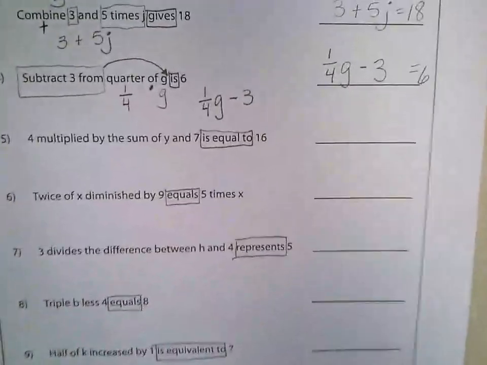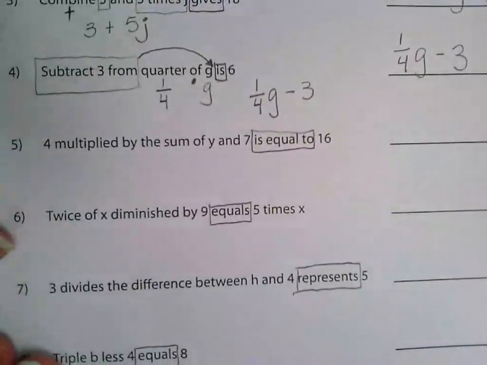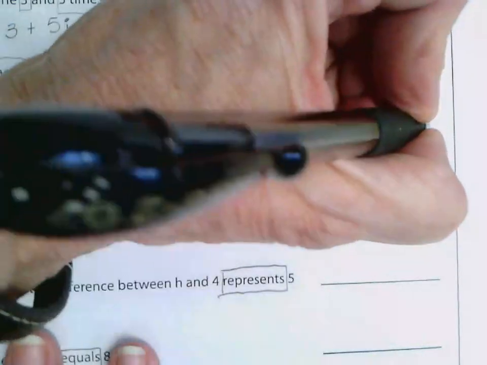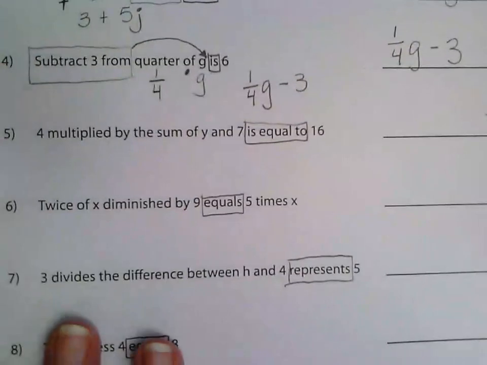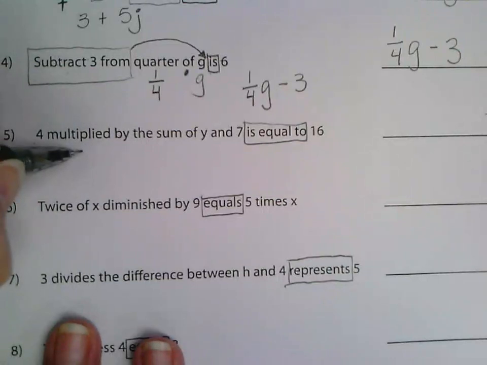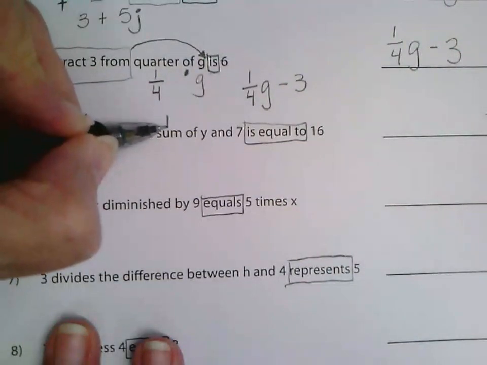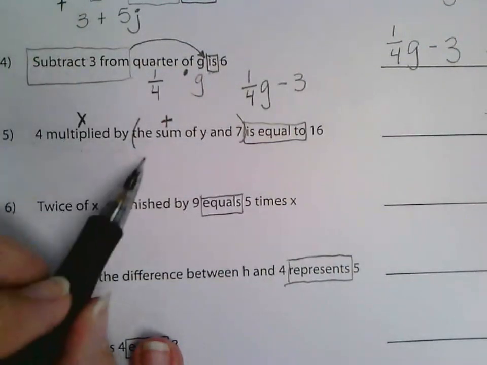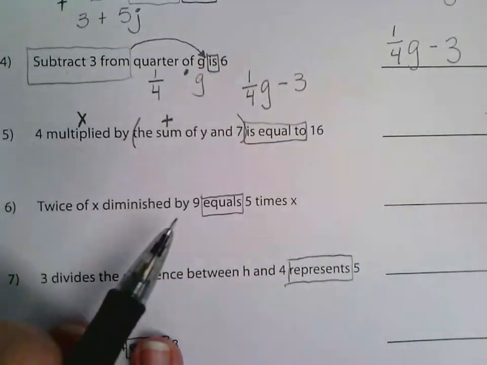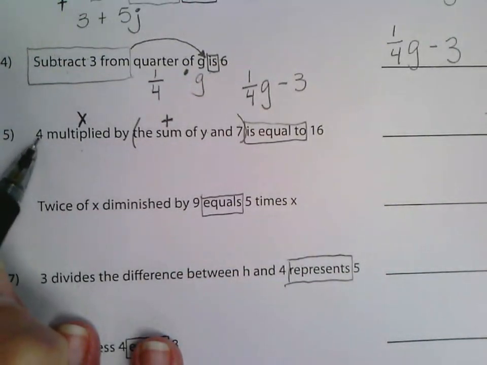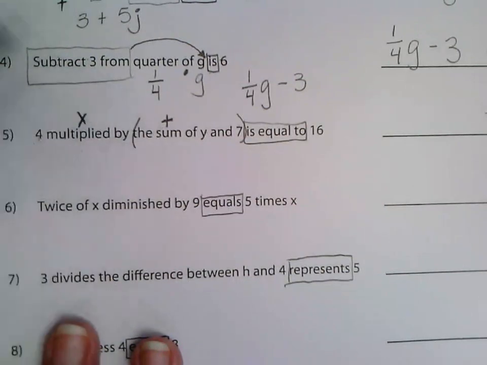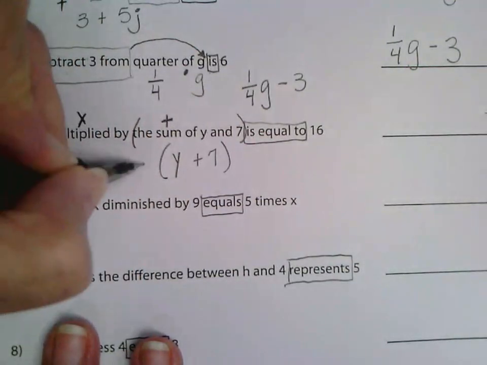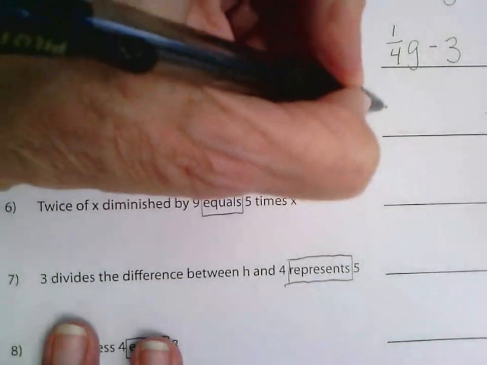Number 5. 4 multiplied by the sum of y and 7 is equal to 16. 4 multiplied by the sum of y and 7. Generally, those are going to go in parentheses, because I'm going to be multiplying this 4 by everything inside the parentheses. So y plus 7, and 4 is going to go outside of it.